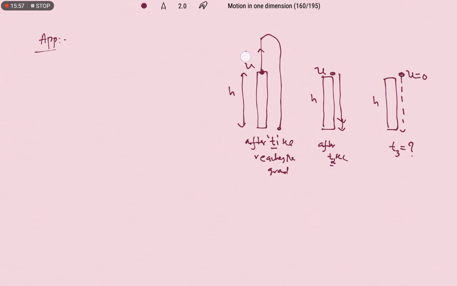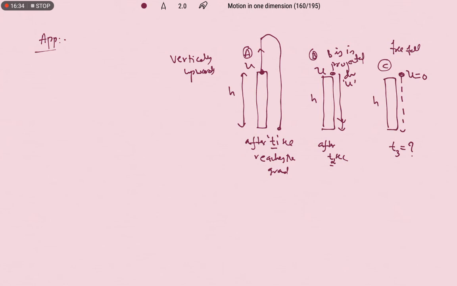So let us take this as A, B and C. So three objects we have. A is projected vertically upwards, and B is projected downwards with velocity u, and the third one is under free fall. So three bodies we have. Now we are going to find out the relation between them.